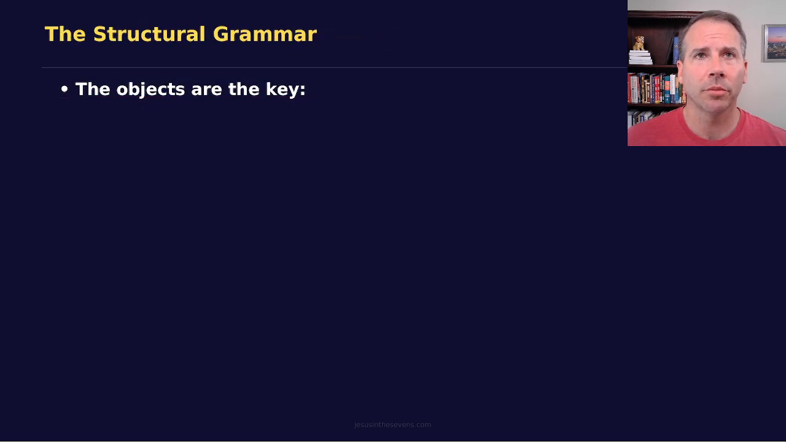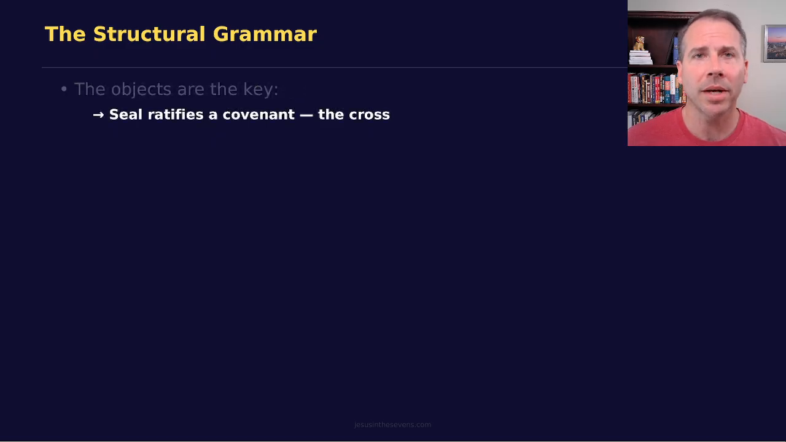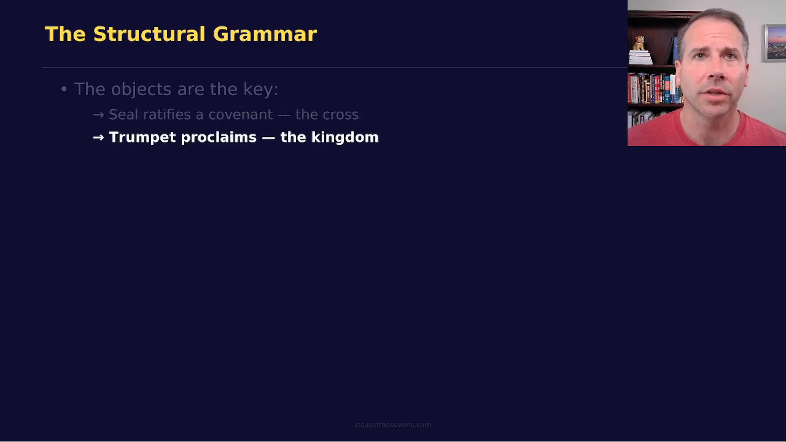Okay, a couple of summary points. Think about the series or the sequences of 7 and what they mean. The term seal has to do with the covenant, okay? That's cross-related. Trumpets are proclaiming things. That's the kingdom getting announced that was inaugurated and authorized by Jesus at the cross, but it has to unfold, has to come out of someone's mouth, has to get proclaimed.